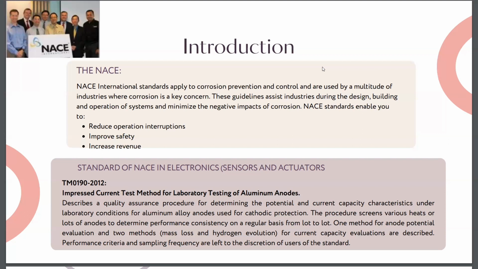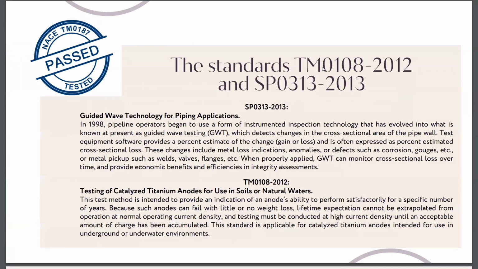The producer screens various heats or lots of anode to determine performance consistency or irregularity from lot to lot. One method for anode potential evaluation and two methods, mass loss and hydrogen evolution, for current capacity evaluation are described. Performance criteria and sampling frequency are left to the discretion of the user of the standard.